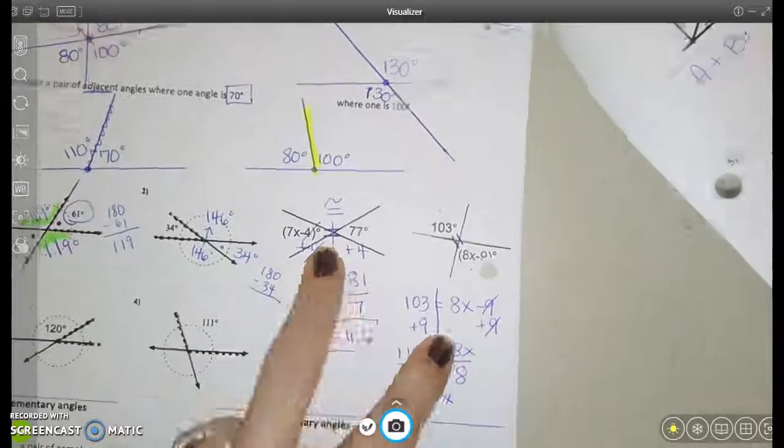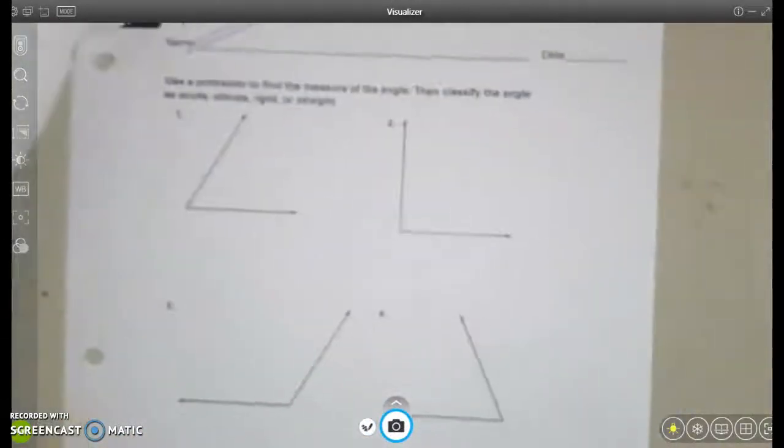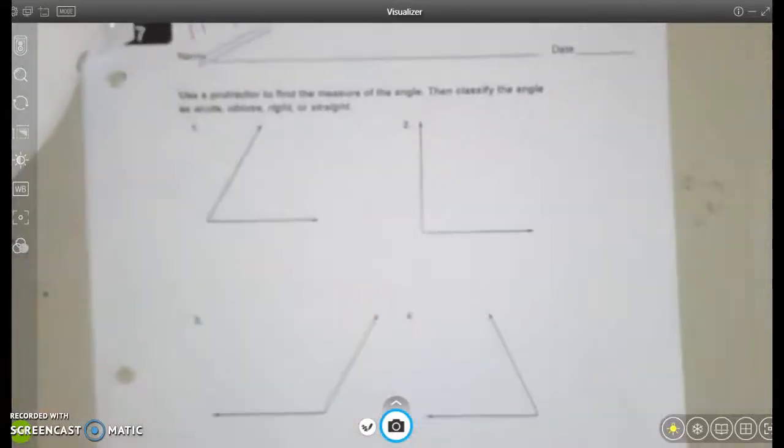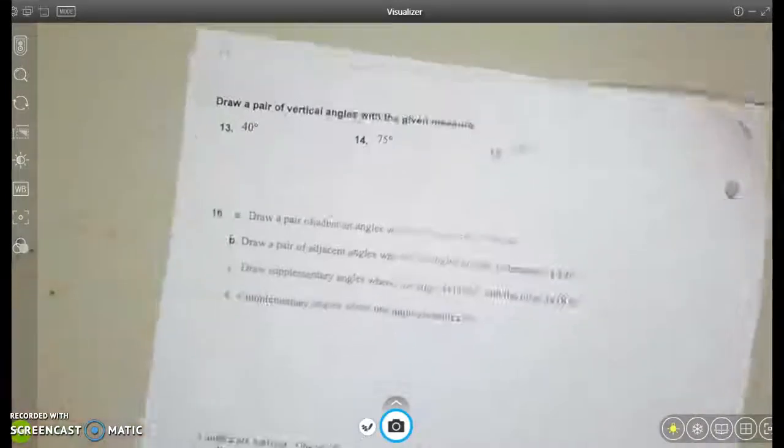So go back to these examples that we did here on page 4, all right, and you can keep working through this packet, okay? Drawing any angles with the protractor while you have them, drawing angles here, you're going to do everything you can in the rest of the packet, okay?